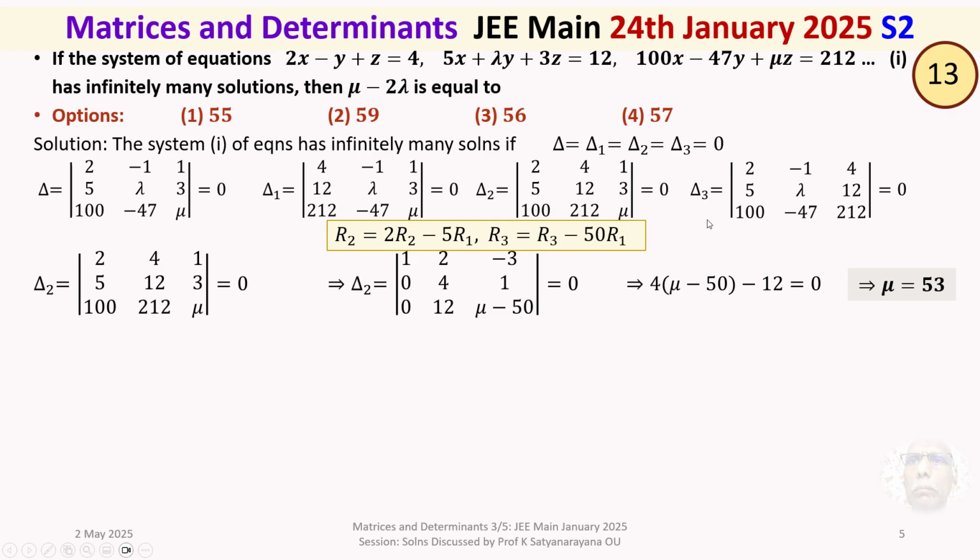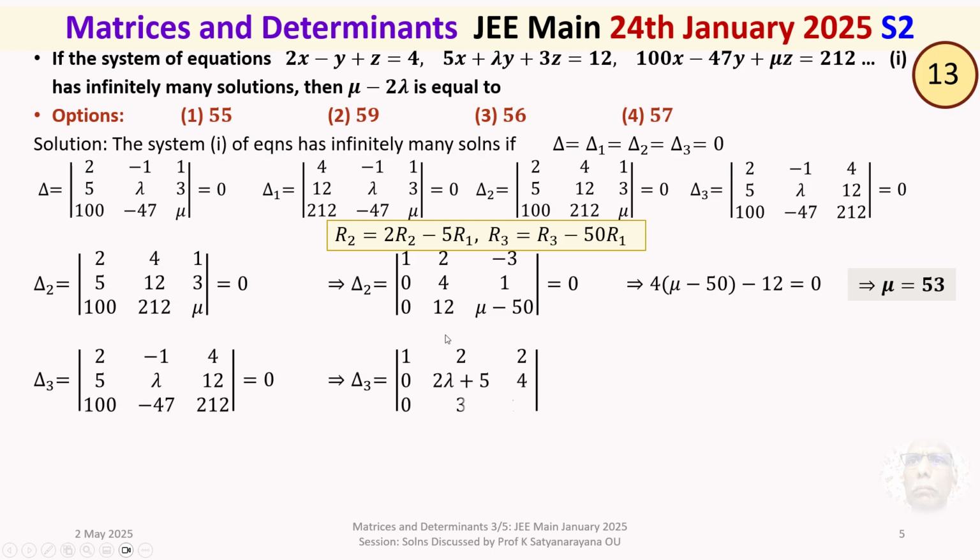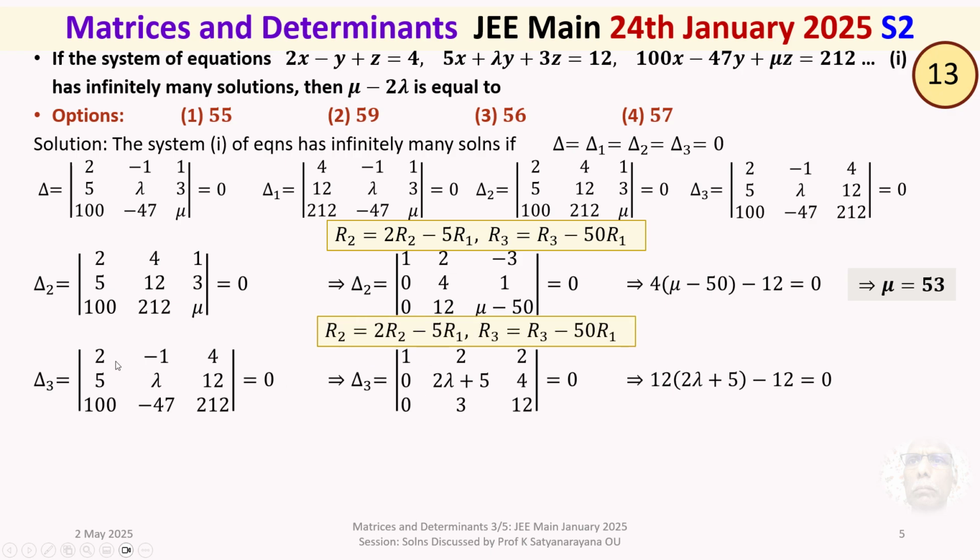Delta 3 also we take, and it involves lambda. And what we have done is elementary row transformations, that is R2 is 2 times R2 minus 5 times R1 like the above, it becomes 0. R3 is R3 minus 50 times R1, this becomes 0. Now expand by first column, we will get this, and simplify, we will get lambda is equal to minus 2. So thus we got the lambda value and mu value, so mu minus 2 lambda you can obtain very easily, and the answer is over.